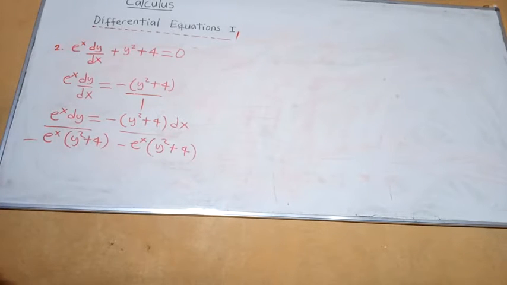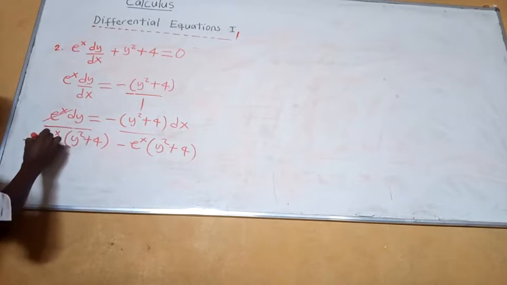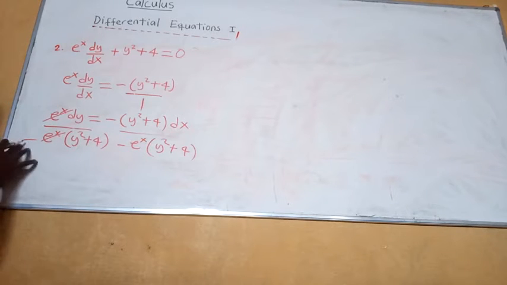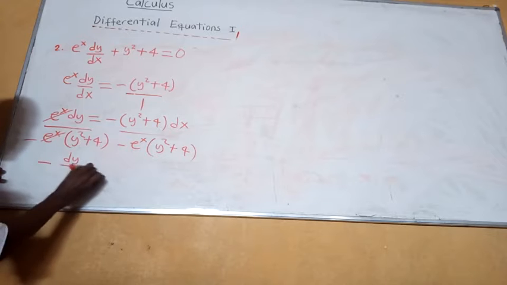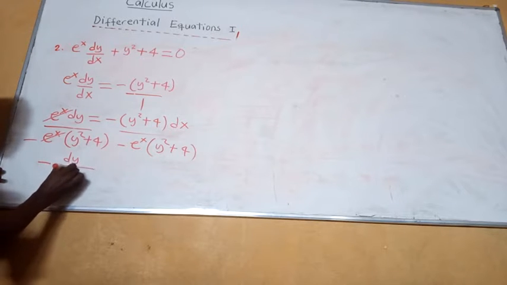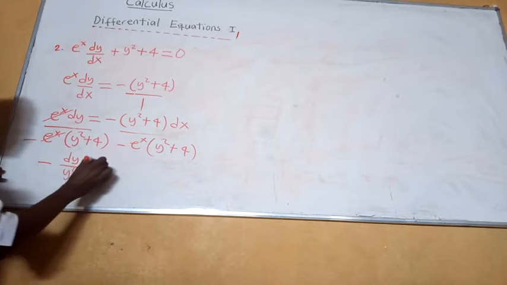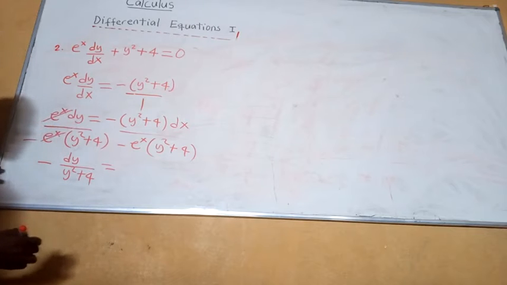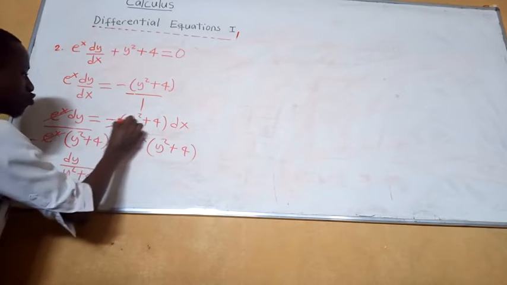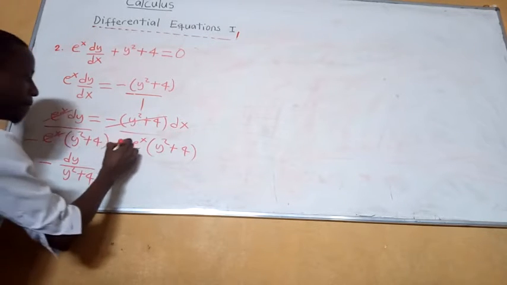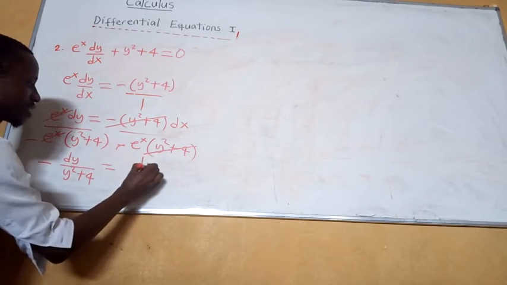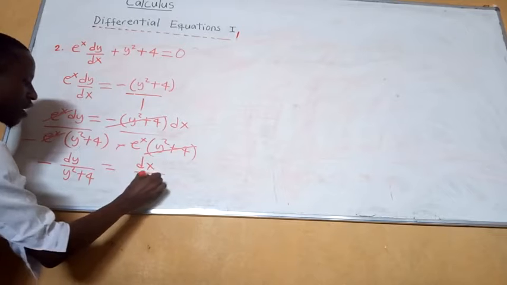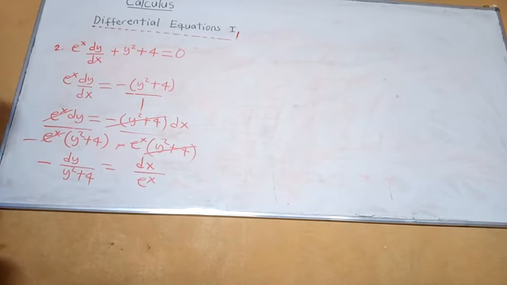So we can see that e to the x will cancel e to the x. We are left with minus dy over y squared plus 4 equal to, we can also see that minus y squared plus 4 will cancel minus y squared plus 4. We are left with dx over e to the x. So now, the problem is much easier for us to integrate.